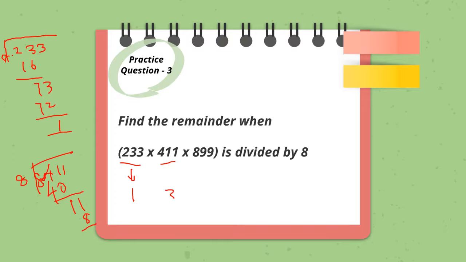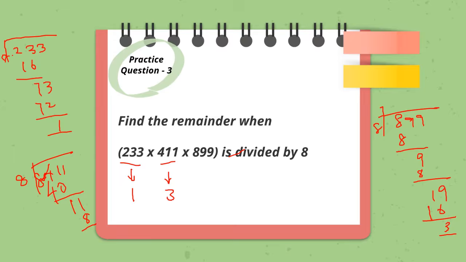Same way, 899 on dividing by 8. See here, if you could observe, I am not bothered about the quotient at all, because all I focus on is only the remainder. So my remainder is 3. So I'll write the remainder here, which is 3.